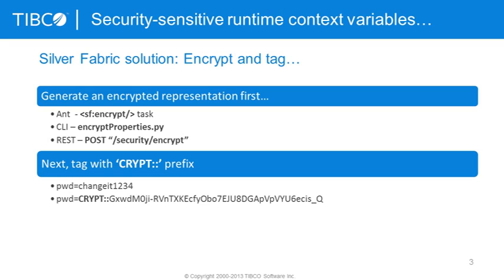Next, after you generate an encrypted form of your password literal, in this case change it 123, you must prefix it with crypt, capital CRYPT, colon colon, to indicate to the Silver Fabric server that this is an encrypted form of the original password, change it 123.